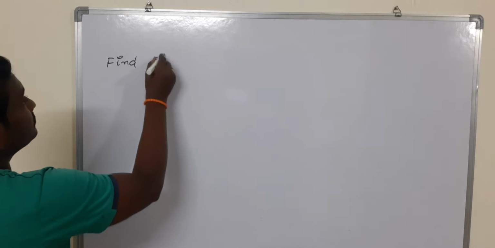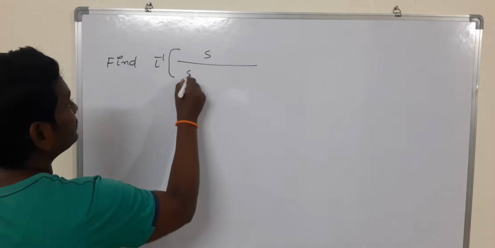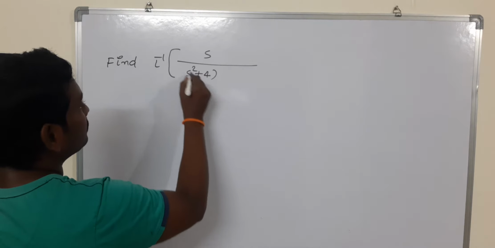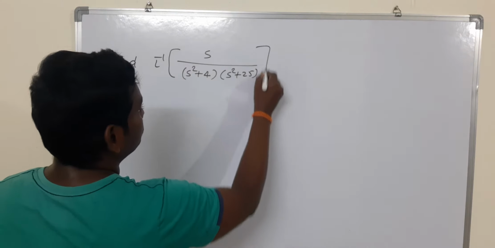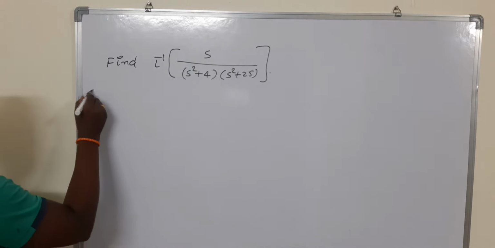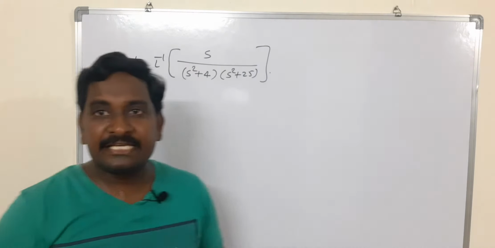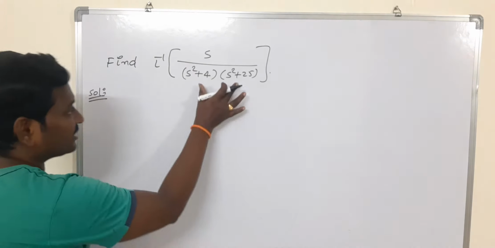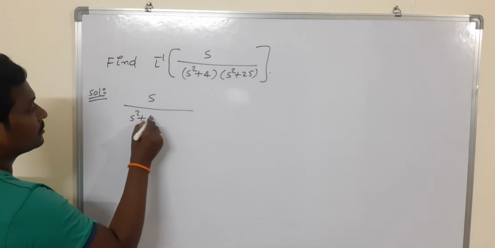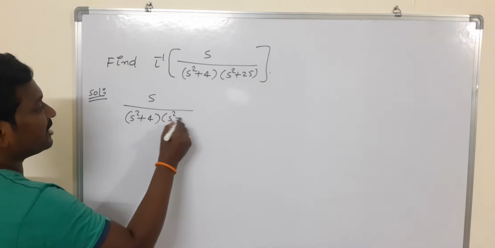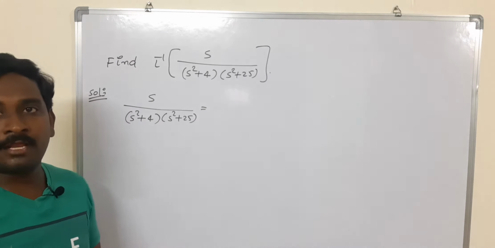Find L inverse of s by (s square plus 4) into (s square plus 25). Solution. First consider the inside function. What is the inside function? s by (s square plus 4) into (s square plus 25) is equal to, okay, now.